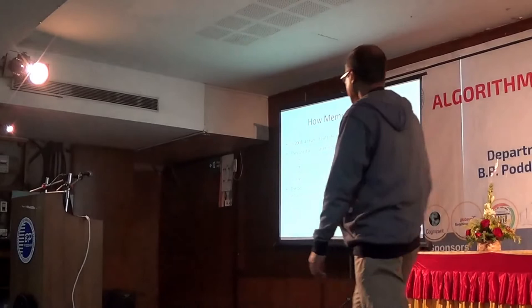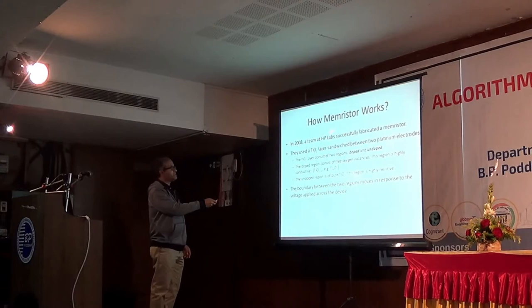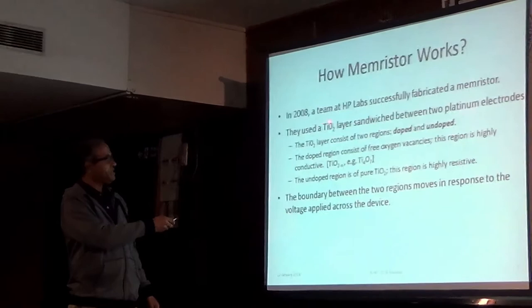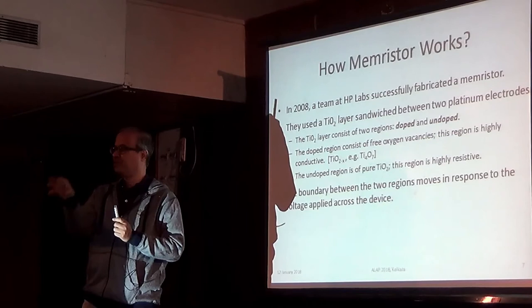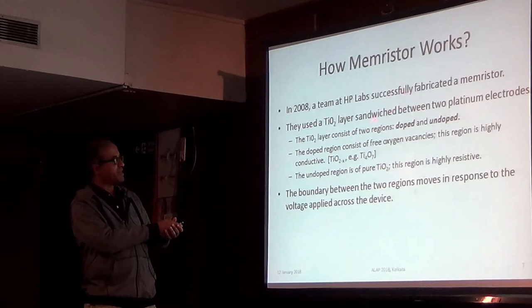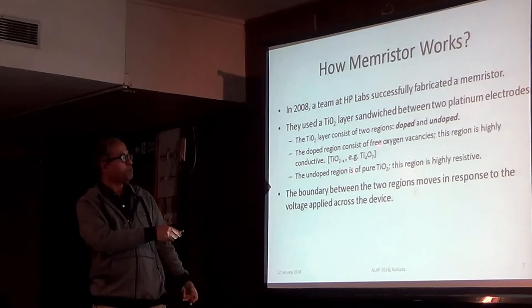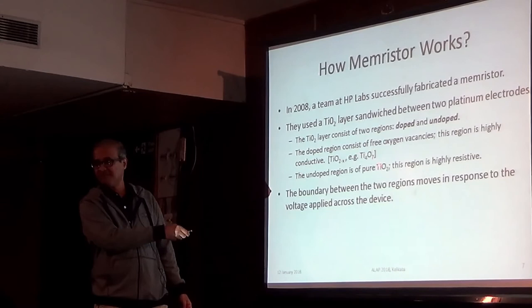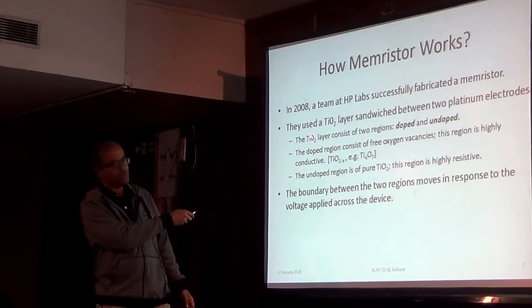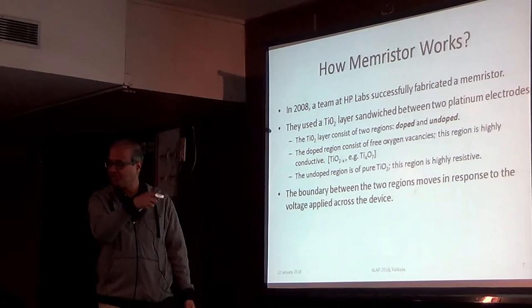So essentially what this group of researchers at HP Lab did, they fabricated a material using titanium dioxide. Just when we fabricate a diode in semiconductor, we take a silicon material and put some impurities on the two sides. In a similar way, you take a titanium dioxide material and on one side of it, you put some doping. These are called oxygen vacancies. Actually, what it means, you dope with a material like Ti4O7, which has some oxygen deficiencies with respect to TiO2. In TiO2, the number of oxygen atoms will be double that of titanium. But here it will be a little less than that, Ti4O7.